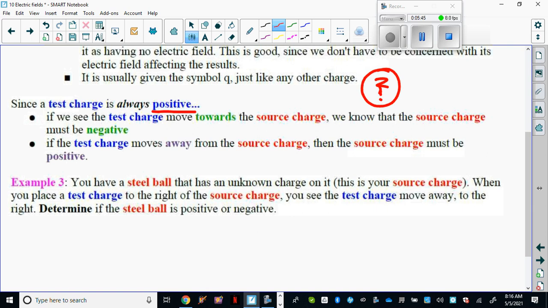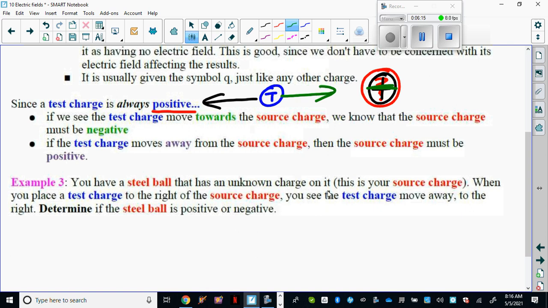If I have an unknown charge here and then I put the test charge right here, we'll just call it T for test charge, and I let go of the test charge and it goes this way, I know that whatever this charge is in here, it must be positive because it was repelled by the positive test charge. If the test charge goes this way, then I know that the source charge would be negative.